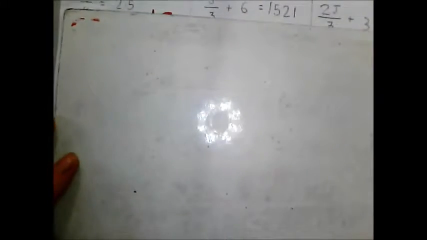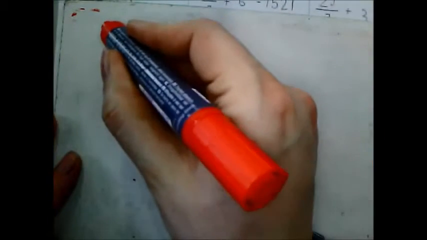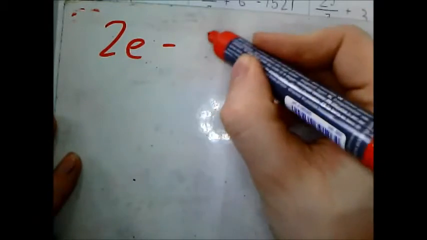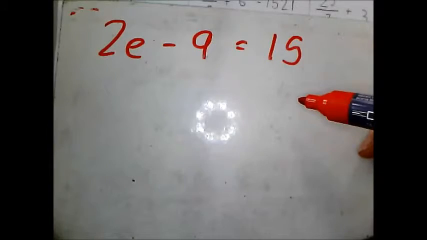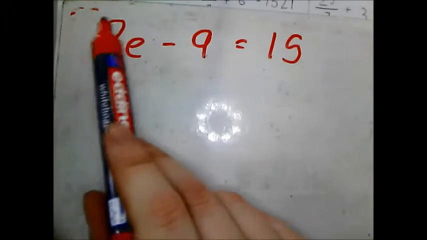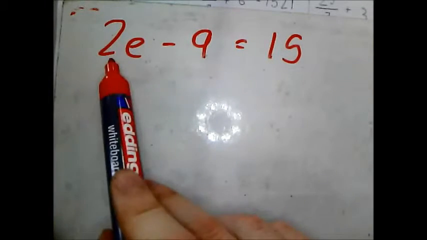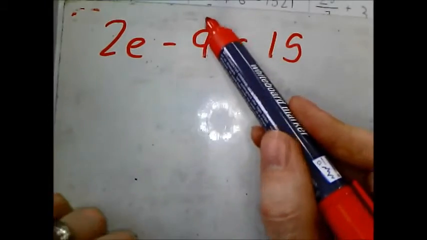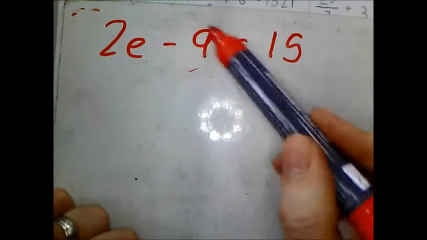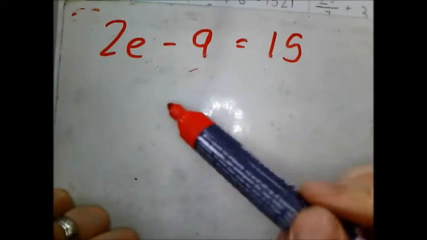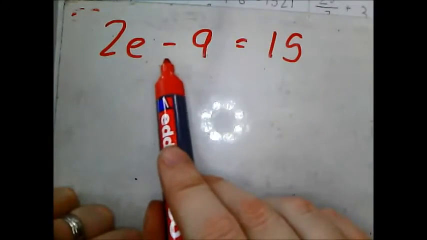Okay, let's have a look at the stage 2 questions. So here we will need to do 2 pieces of rearranging to get our value by itself. So I have 2e minus 9 equals 15. Now, at the moment, I can't cancel out this 2 by dividing by 2, because this minus 9 will also be divided by 2. So it doesn't get me any closer to working out the value of e.